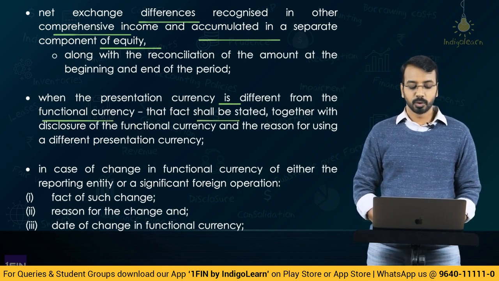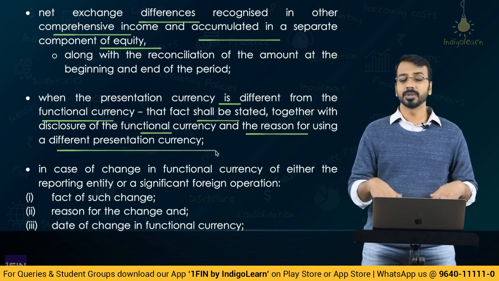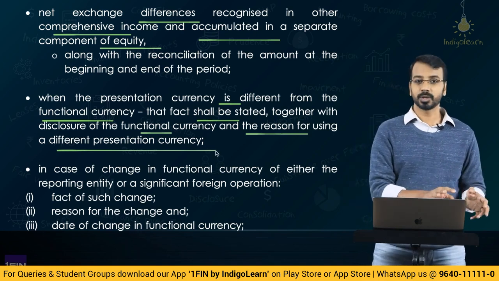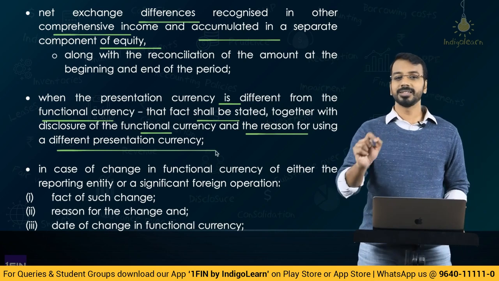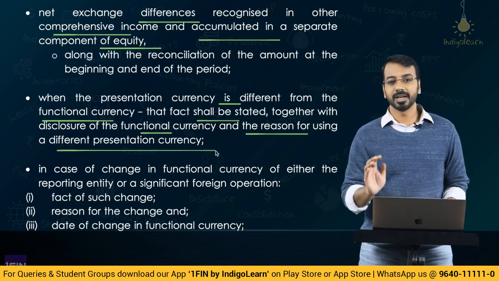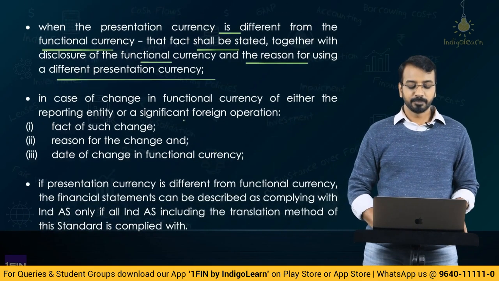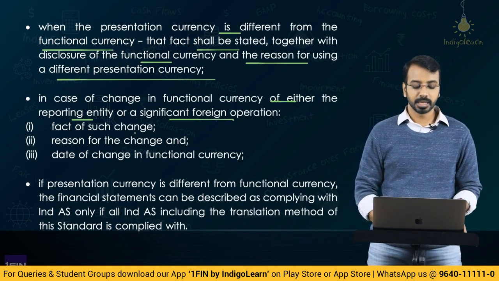Then, when the presentation currency is different from the functional currency, the fact shall be stated together with the disclosure of the functional currency and the reason for using a different presentation currency. An example could be an Indian company, say Infosys, presentation currency INR, functional currency, for example, USD. In that case you have to state this fact that our functional currency is USD, presentation currency is INR. What is the reason for this difference and why we have done that? Then, in case of a change in functional currency of either the reporting entity or a significant foreign operation, you have to disclose the fact, the reason and the date.